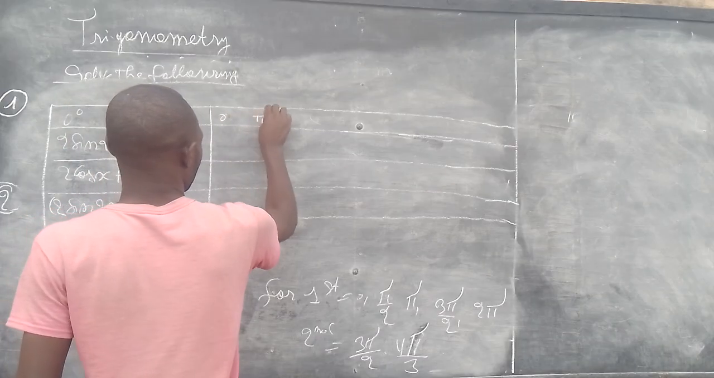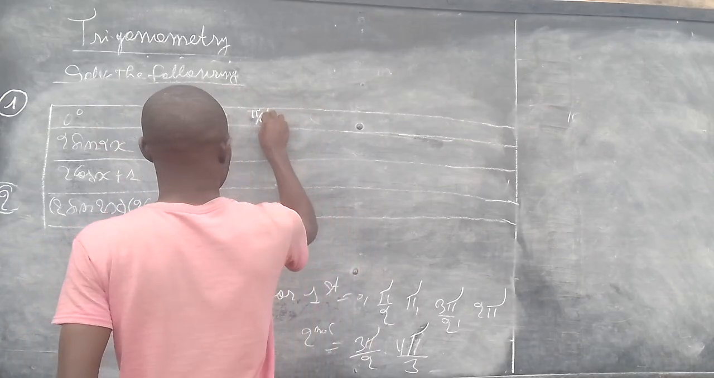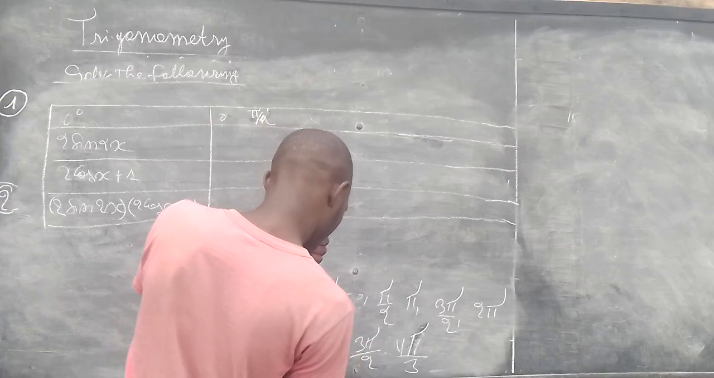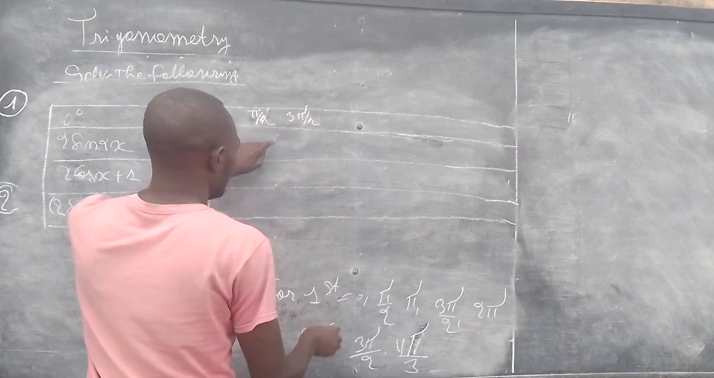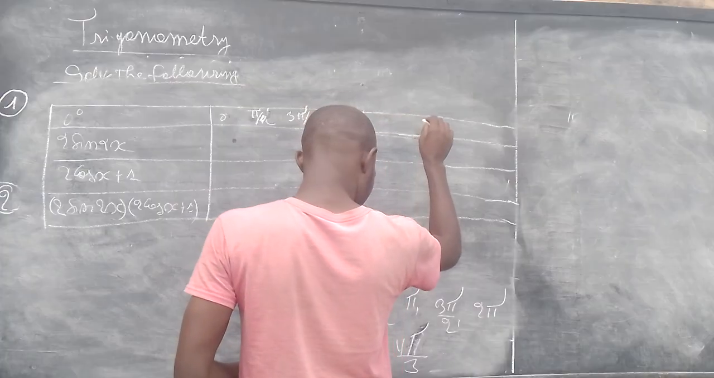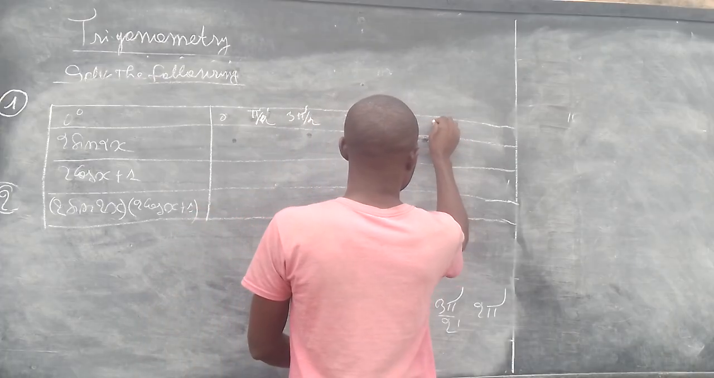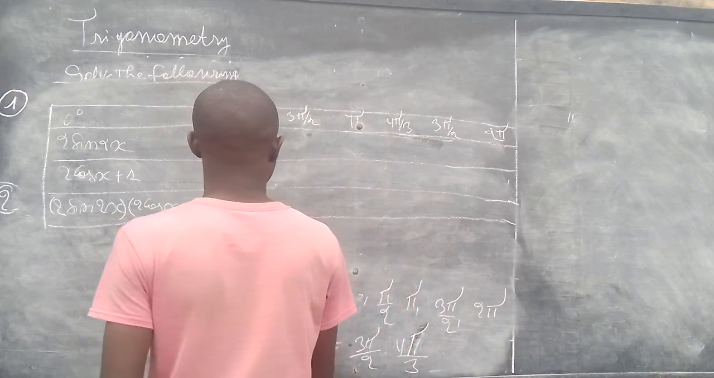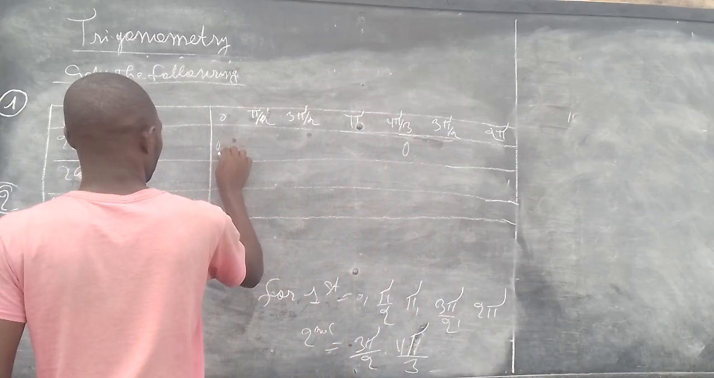Here we have 0, pi, pi over 2, 3 pi over 2, 4 pi over 3, and of course 2 pi. So here we have 0 in each of these.